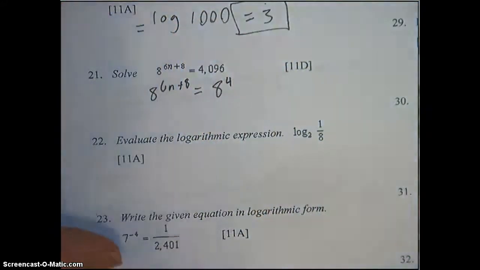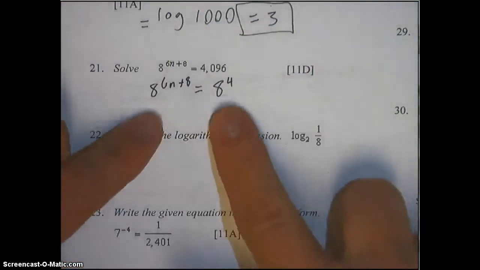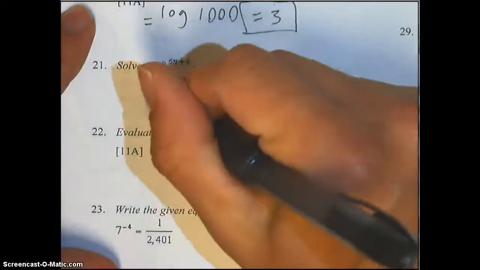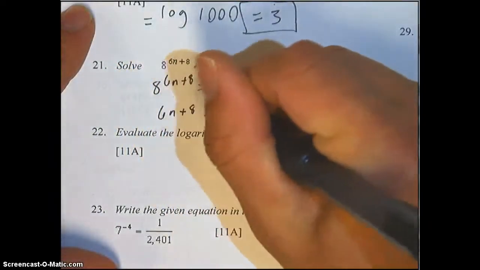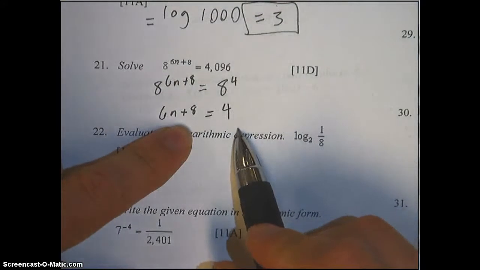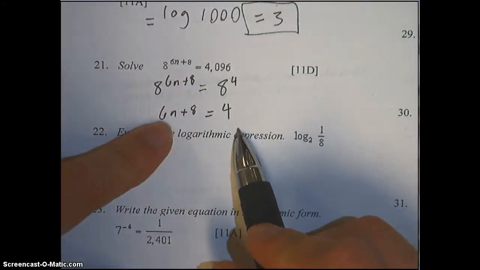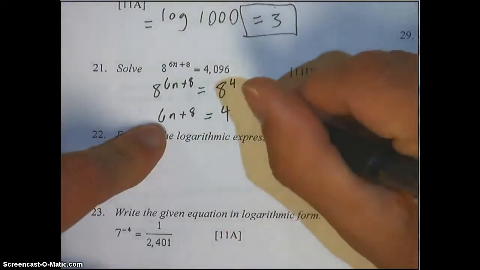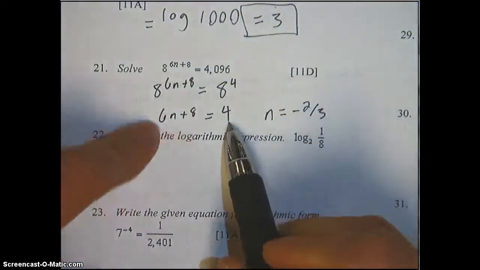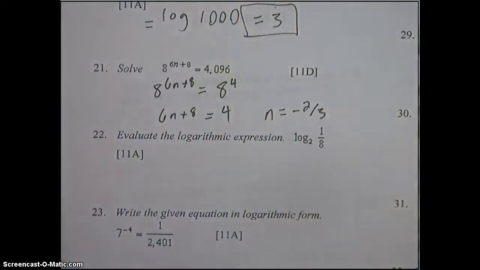because that's 4,096. Now, because the bases are equal to each other, I can set the exponents equal to each other. 6n plus 8 equals 4. And then subtract 8 and divide by 6, and you're left with n equals negative 2 over 3, because negative 4 divided by 6 reduces to negative 2 over 3.